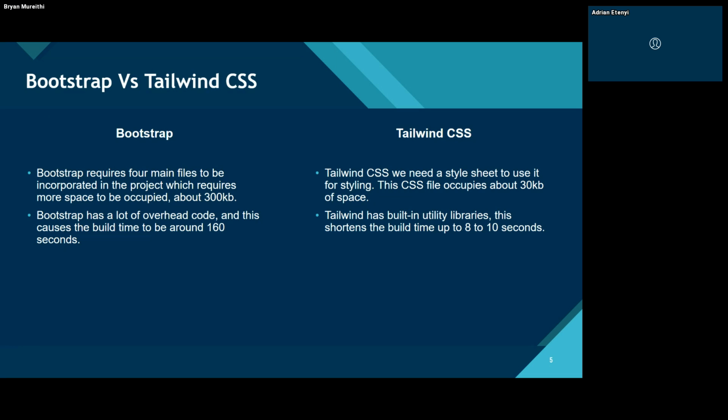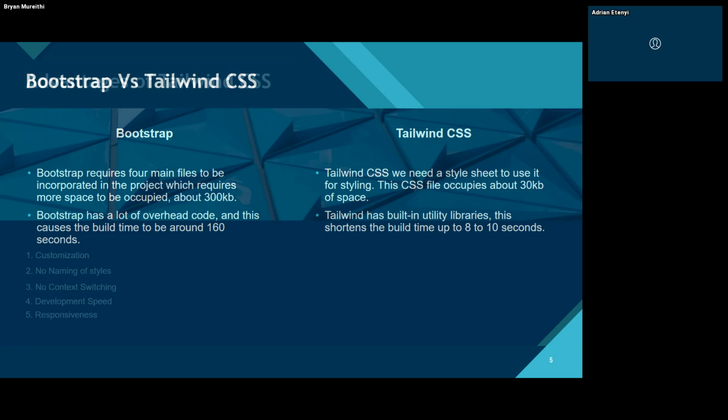And for that space, you can use it to do a lot. Bootstrap also has a lot of overhead code, and this causes the build time to be around 160 seconds. That doesn't seem like a lot of time, but it is. And Tailwind, on the other hand, has built-in utility libraries. So this shortens the build time to 8 to 10 seconds. You can still see that's a big difference. Okay, so on to the next.